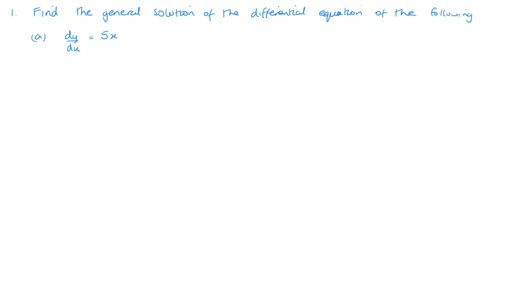So dy stays on the left, and then we've got 5x dx on the right. So this gives me y equals 5x squared over 2 plus c. And that is it. That's the general solution of that differential equation.